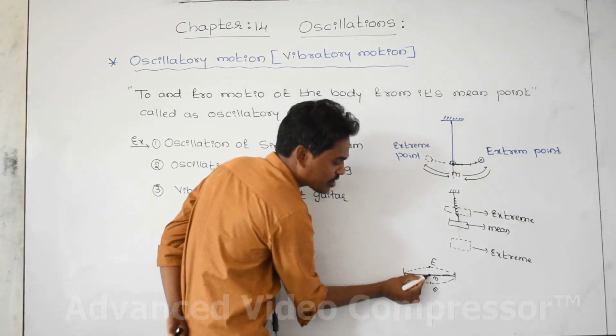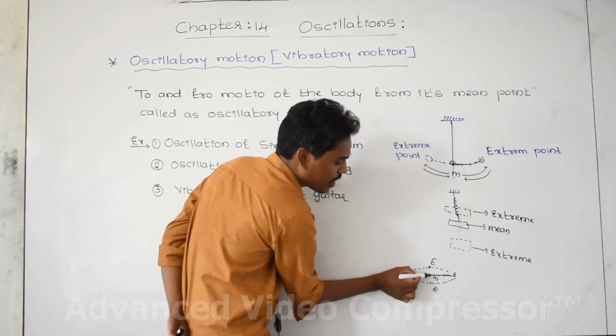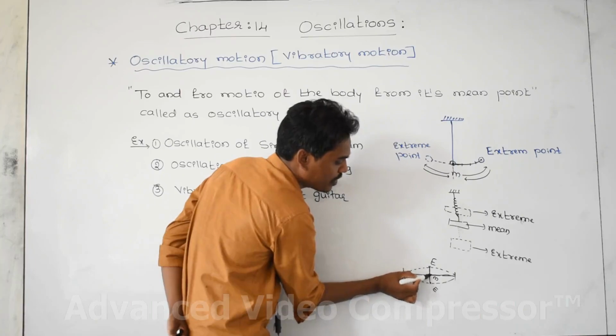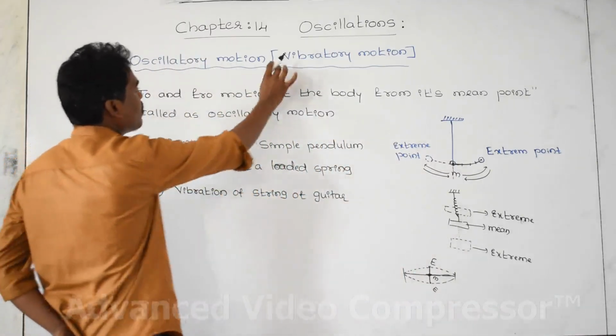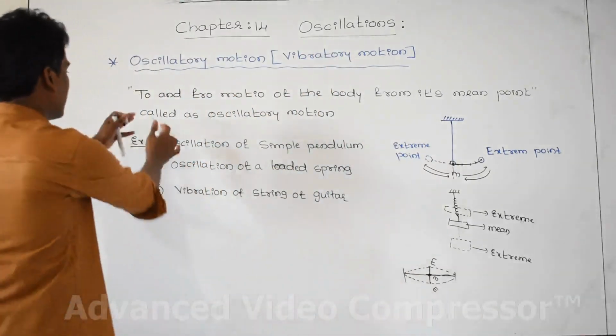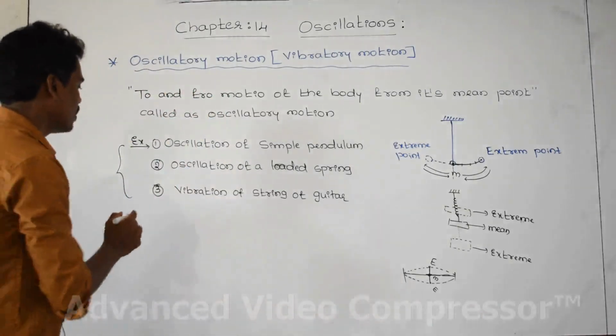If you disturb this wire, it moves up, again comes down, again moves down, again comes to the same point. Again this is to, this is fro. From the mean point, to and fro motion. That's why it is also oscillatory motion or vibratory motion. And these are common examples of oscillatory motion or vibratory motion.